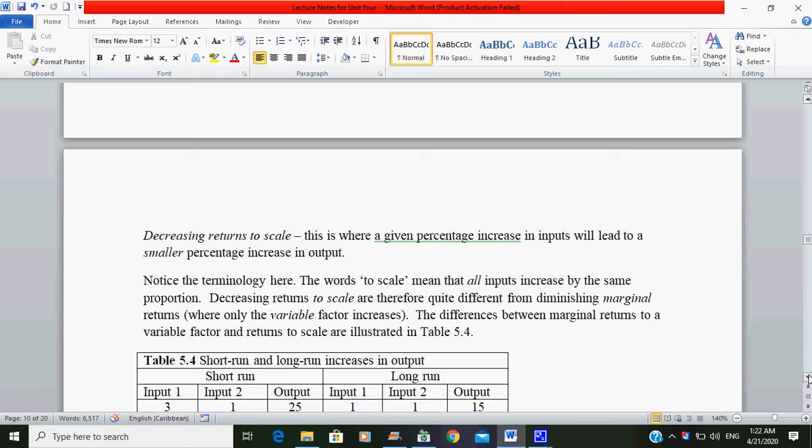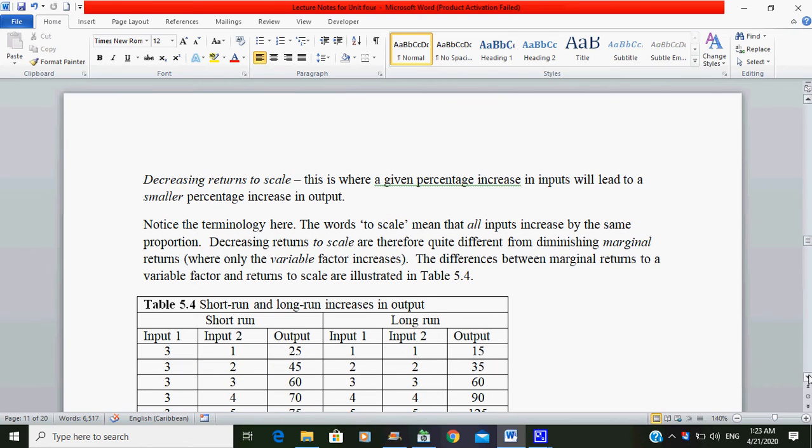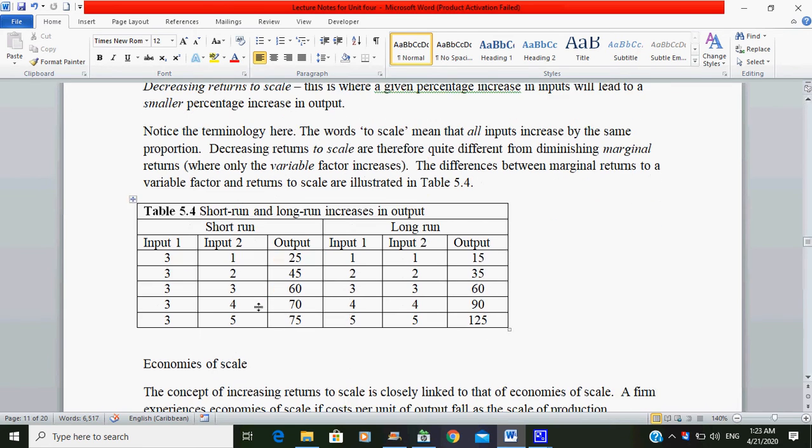Notice the terminology here. The word scale means all inputs increase by the same proportion. Decreasing returns to scale are therefore quite different from diminishing marginal returns, where only variable factors increase. The differences between marginal returns to a variable factor and returns to scale are listed in table 5.4, as you see here. So you have input 1 and 2, output 25, input 1 and 2, output 15 and so forth.